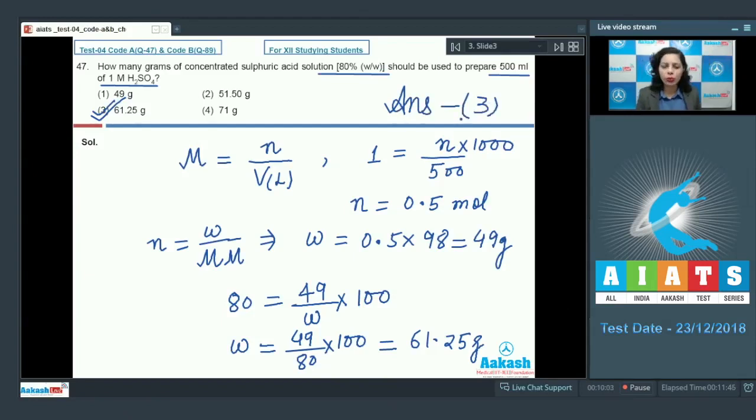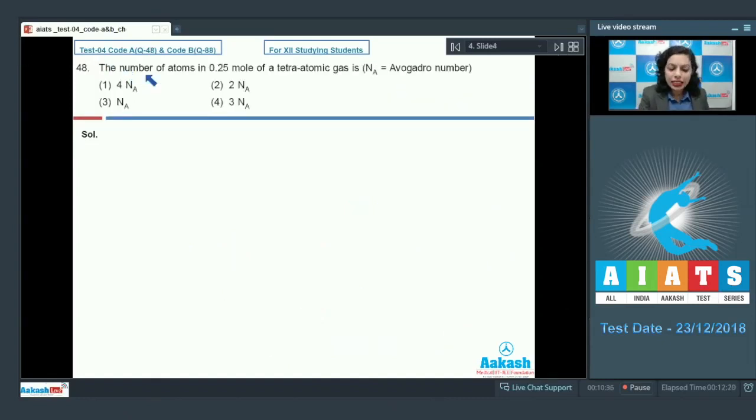Now, let's move on to question number 48. The number of atoms in 0.25 mole of a tetraatomic gas is. Here, this Na represents Avogadro number. Why is this Na given? Because the answer is given in terms of Na, Avogadro number. In this case, you have 0.25 mole of a tetraatomic gas.